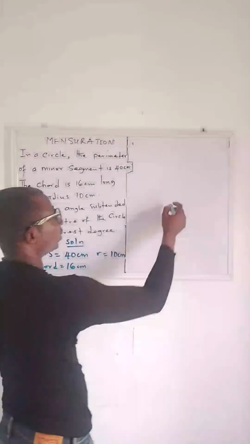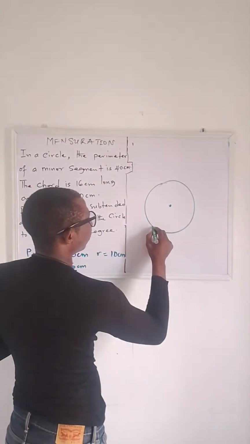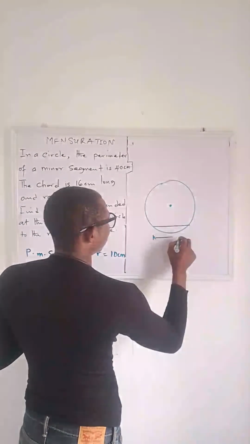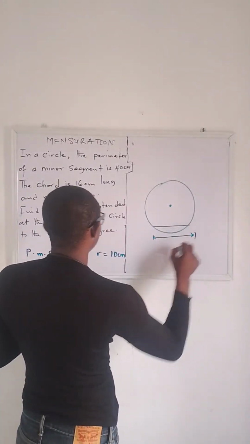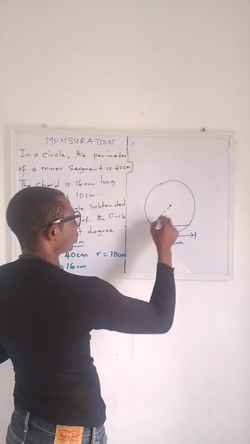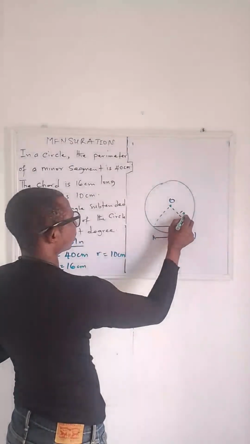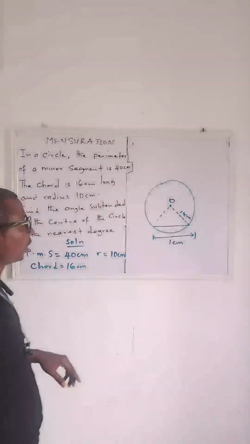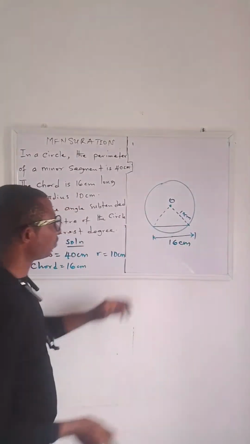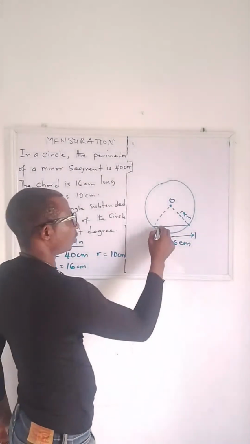You understand now? This is the way it looks like. We have your circle. This is the center. You have a chord whose length is 16 centimeter. And we have the radius. This is the center of the circle. What's the radius? 10 centimeter. Now the question is we should find the perimeter of this segment.